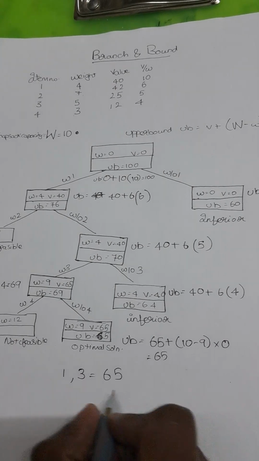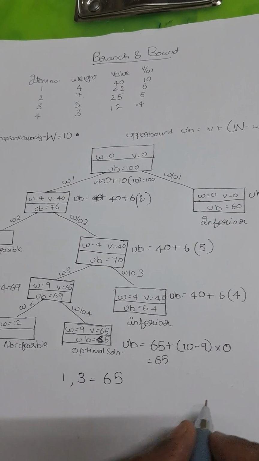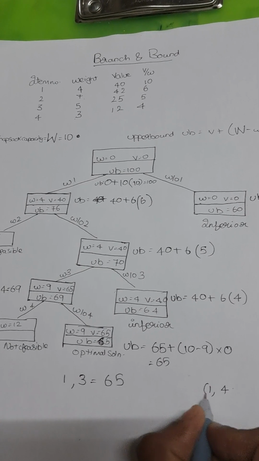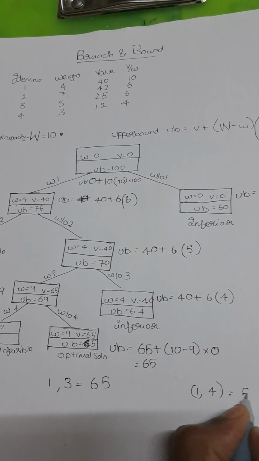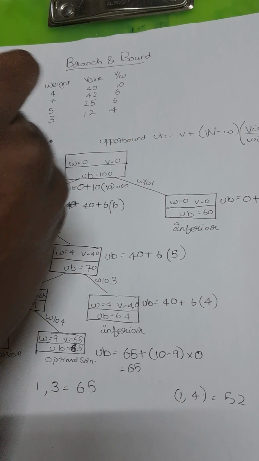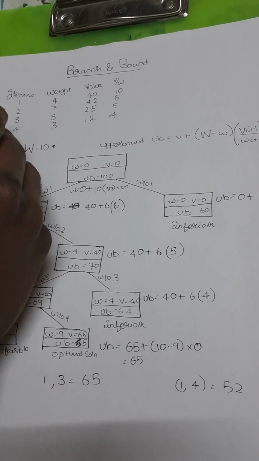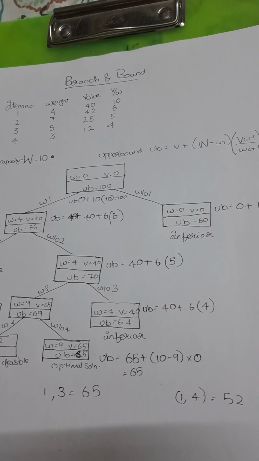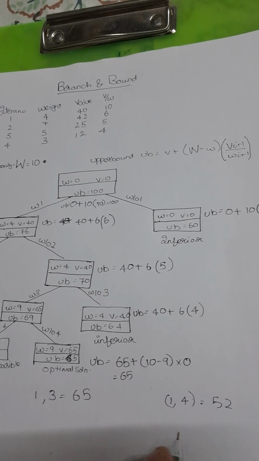By considering 1 and 3, we have already gotten 65. Then if we take 1 and 4, we'll get 40 plus 12, which is 52. 1 and 2 can't be taken: 7 plus 4 is equal to 11, which exceeds the knapsack capacity. And again, 2 and 3 cannot be taken: 7 plus 5 is 12, which is greater than 10. So we'll ignore that. 2 plus 4, 7 plus 3 is equal to 10.